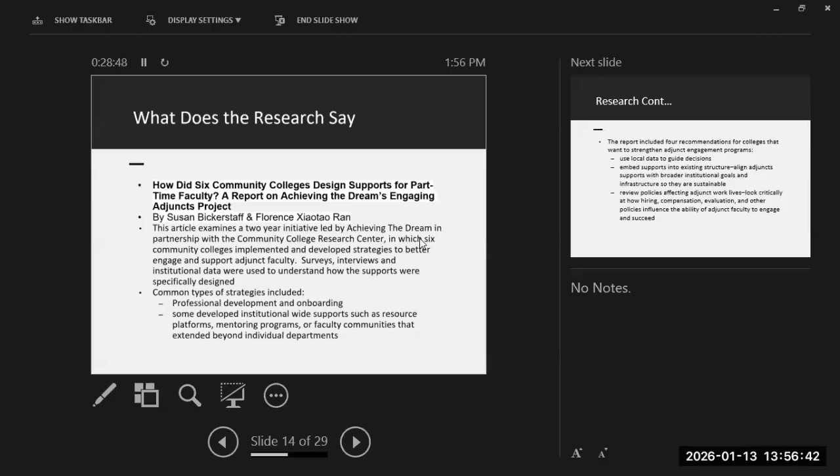Surveys, interviews, and institutional data were used to understand how the supports were specifically designed. So some common types of strategies included, and it's interesting when I was reading this research article, a lot of what the research found, again, as an institution we are already doing. We might be able to beef it up a bit, but we are already doing a lot of these strategies. First, professional development and onboarding. Some developed institution-wide supports such as resource platforms, mentoring programs, or faculty communities that extended beyond individual departments.